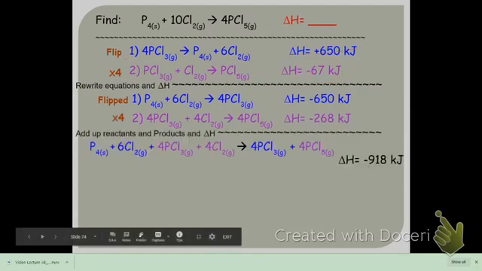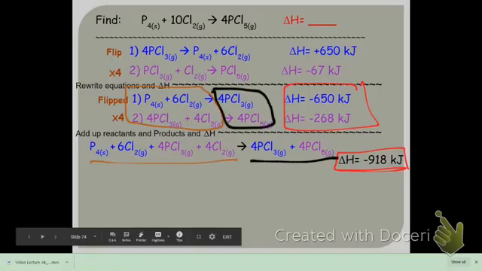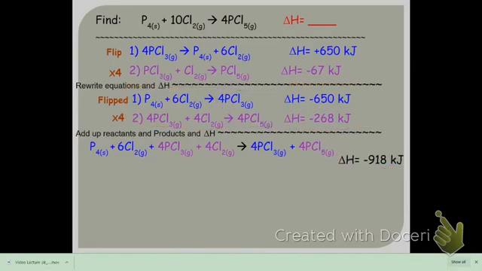Then we're going to rewrite them all together. When we add our delta H's up, we get negative 918 kilojoules. We take all of our reactants and put them together, and then we take all of our products and put them together. And then we can play the elimination game. So let's see what our elimination is going to be.